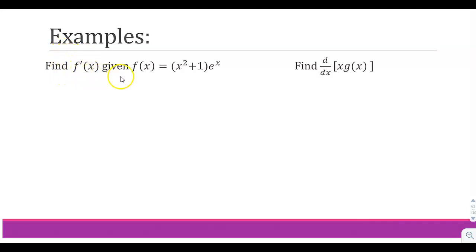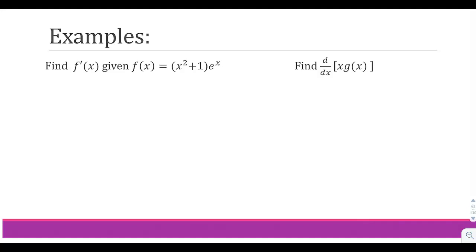Find f prime of x given f of x equals x squared plus 1 times e to the x. So I do have a product, x squared plus 1 times e to the x. And sometimes what students think to do is distribute in the e to the x, but I would still have a product. I would still have x squared times e to the x. So the product rule on this example is unavoidable.